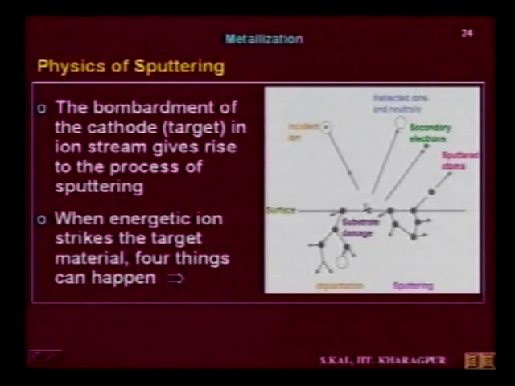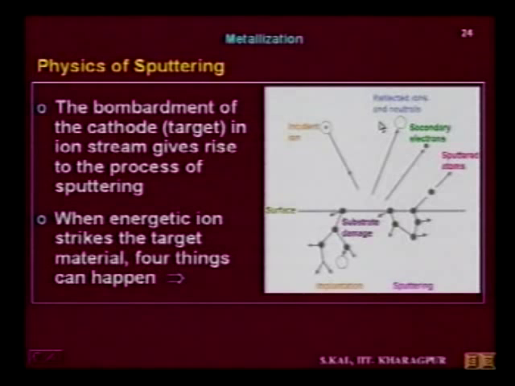What are the four things? You see, this is the incident ion shown here, and when it hits the surface, there are several possibilities. If the energy of the incident ion is more, then what will happen? This particular ion will penetrate deeper into the sputtering target, and it can go inside the target, which is known as implantation. That particular element may not come out. That is implantation if energy is more. But if energy is not more, then what can happen? This incident ion may be reflected back as neutrals.